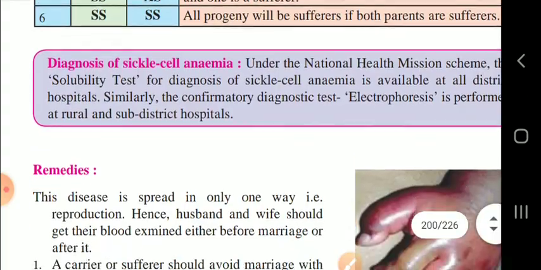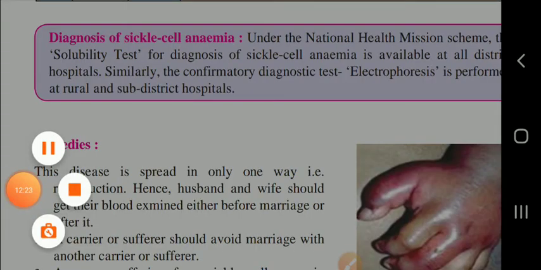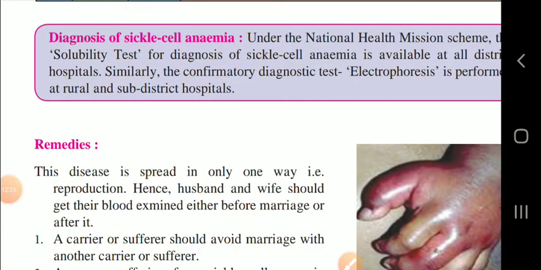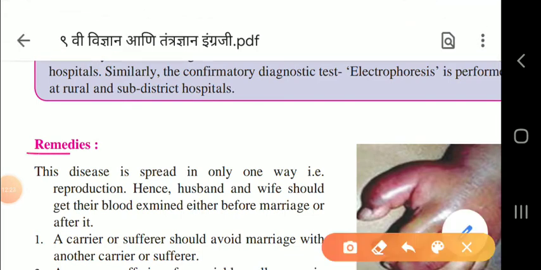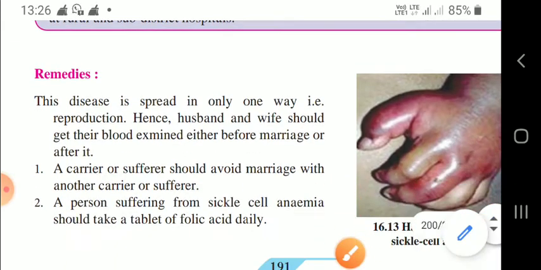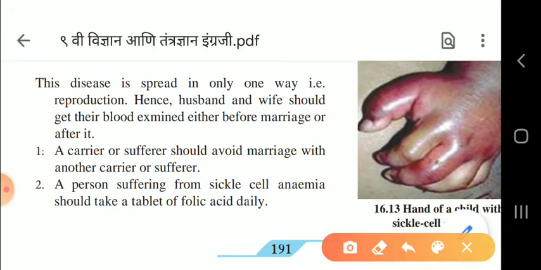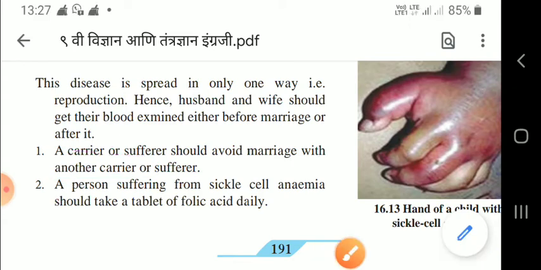Now, what are the remedies? This disease is spread in only one way, that is reproduction. Hence, husband and wife should get their blood examined before marriage. Then, a carrier or sufferer should avoid marriage with another carrier or sufferer. A person suffering from sickle cell anemia should take a tablet of folic acid daily. So, these are the cure.